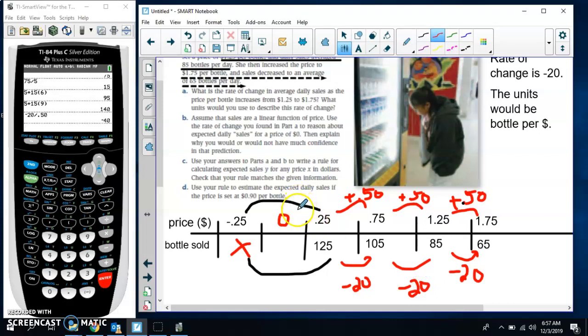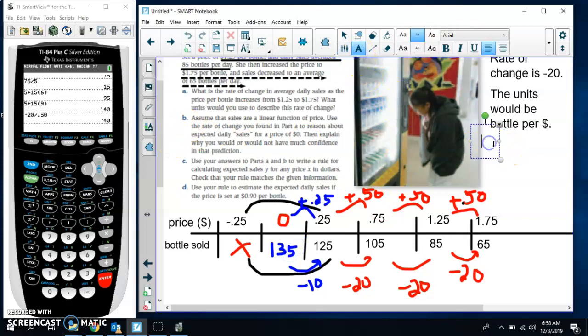So what if instead we only added half of 50 cents? If we only added half, so 0.25, this is where it's a real challenge. So instead of going down by 20, from here to here, we're only going to go down by 10. Look at that. So what minus 10 is 125? Think about that. So you should get 135. And that gives us our answer for B. For B, we're saying the sales for a price of 0 is 135 bottles.